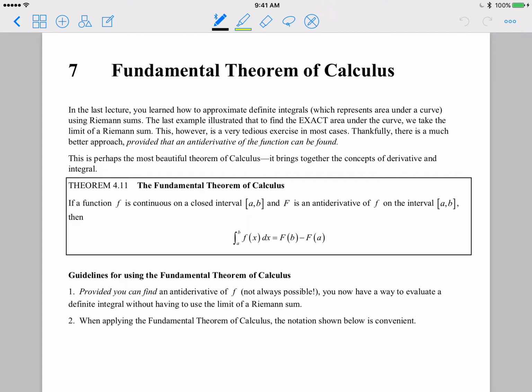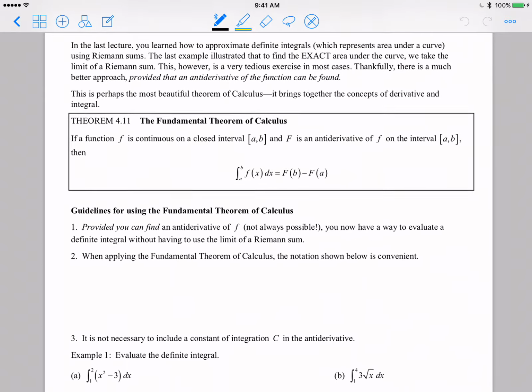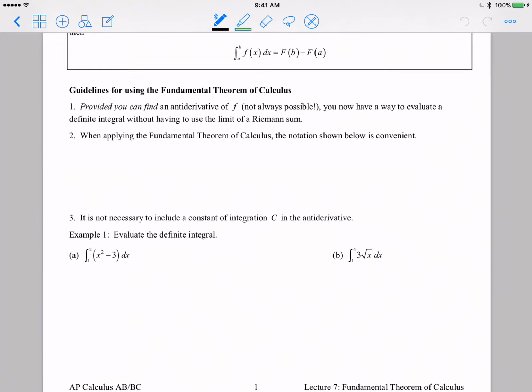It says the function f is continuous on a closed interval from a to b. Capital F is an antiderivative of f on the interval from a to b. Then the integral from a to b of f of x dx is equal to capital F of b minus capital F of a. And so basically, in order to use the fundamental theorem of calculus, you first have to find an antiderivative of f and then evaluate that antiderivative at the upper and lower bounds.